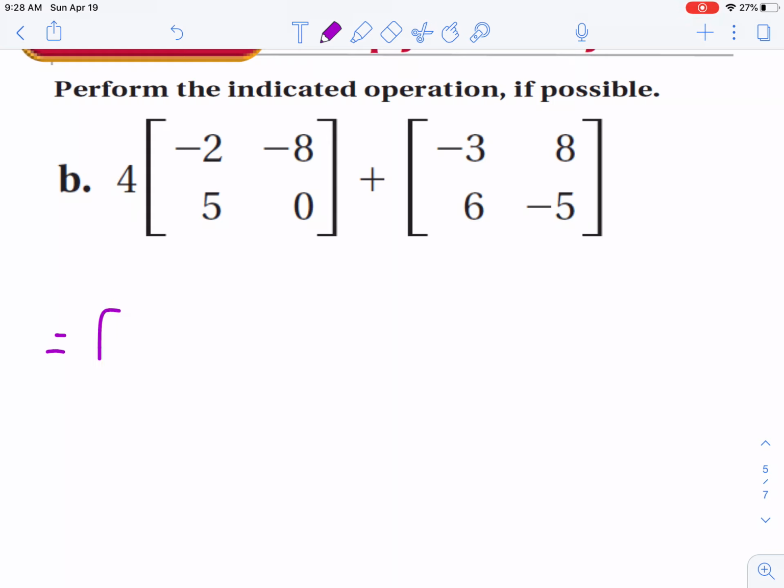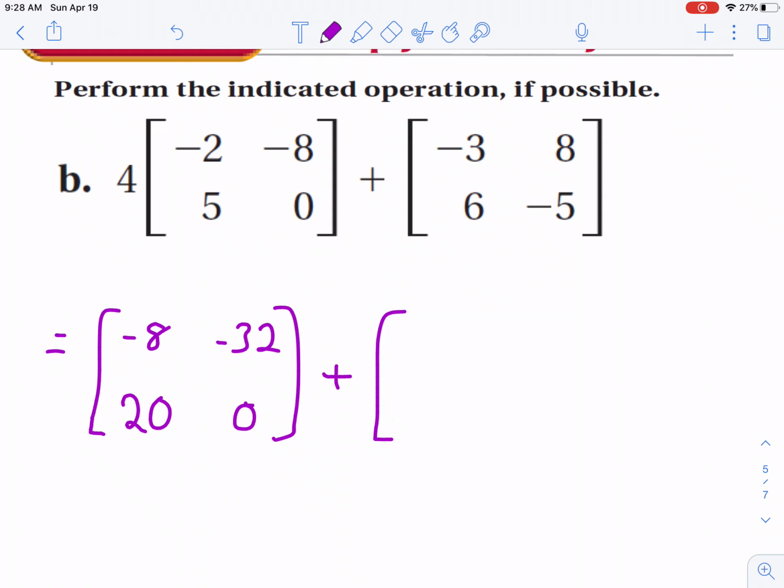In the first matrix, take each element times 4. So 4 times negative 2 is negative 8. 4 times negative 8 is negative 32. 4 times 5 is 20. 4 times 0 is 0. And then I'm going to add it to the second matrix.